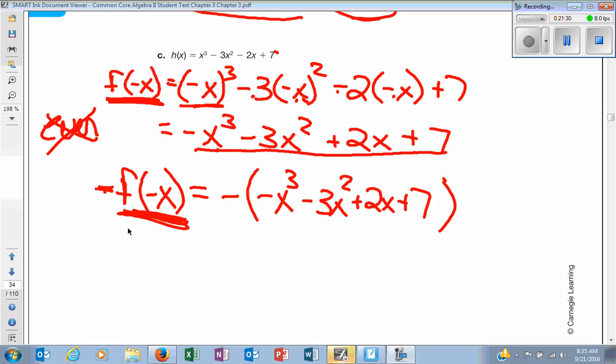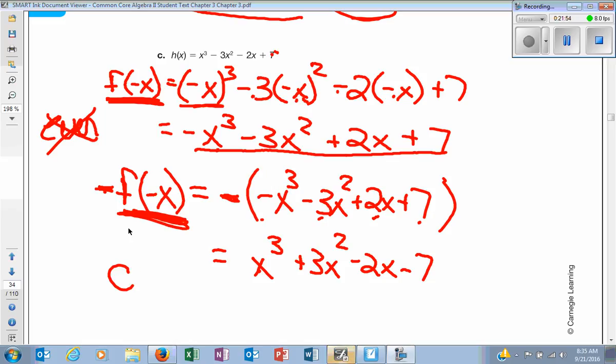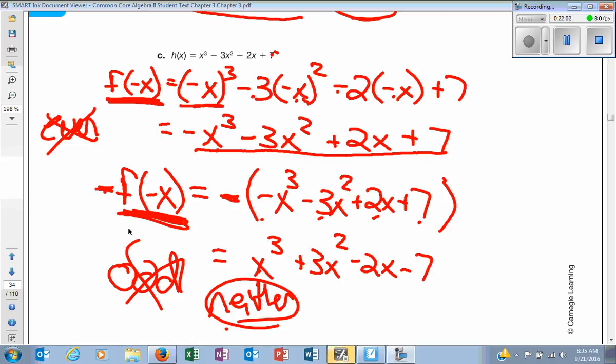What does this negative sign really do to every one of these things in here? So all it becomes is x to the third plus 3x squared minus 2x minus 7. Hold on. Is this the same thing as what I started with? Then it's neither. It is not odd. It would be neither even nor odd. Make sense?